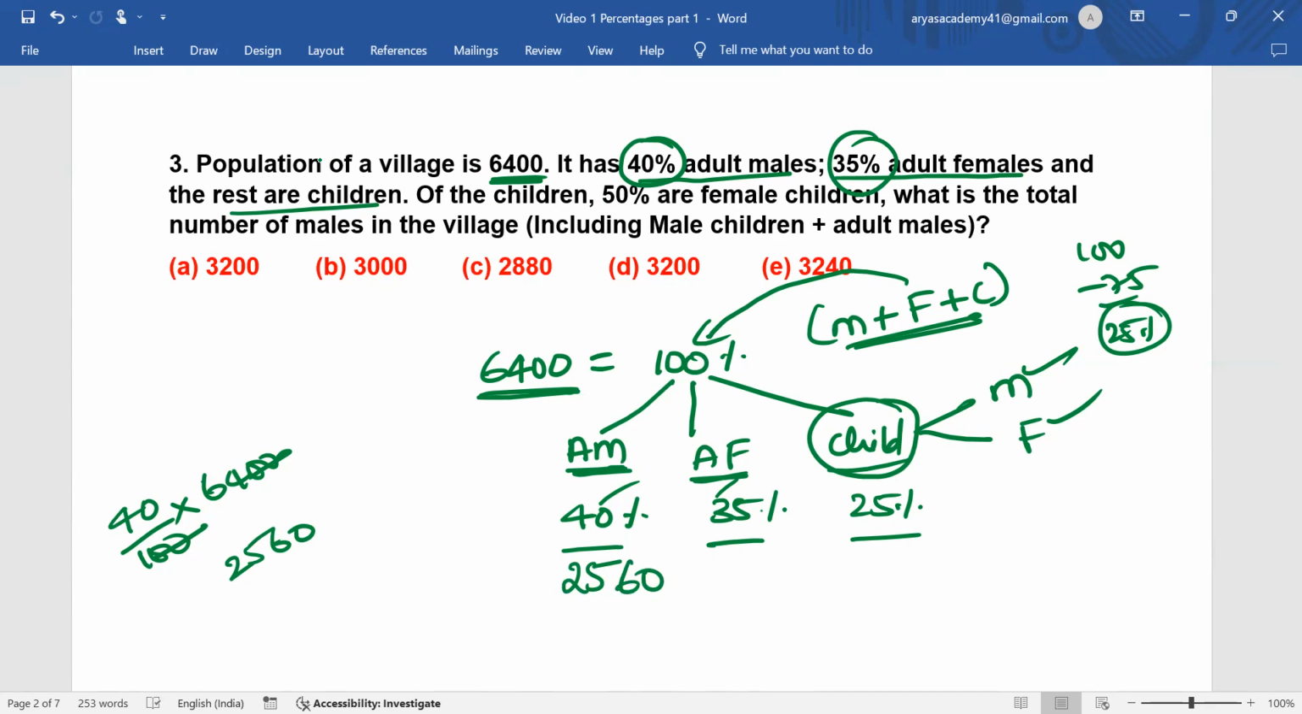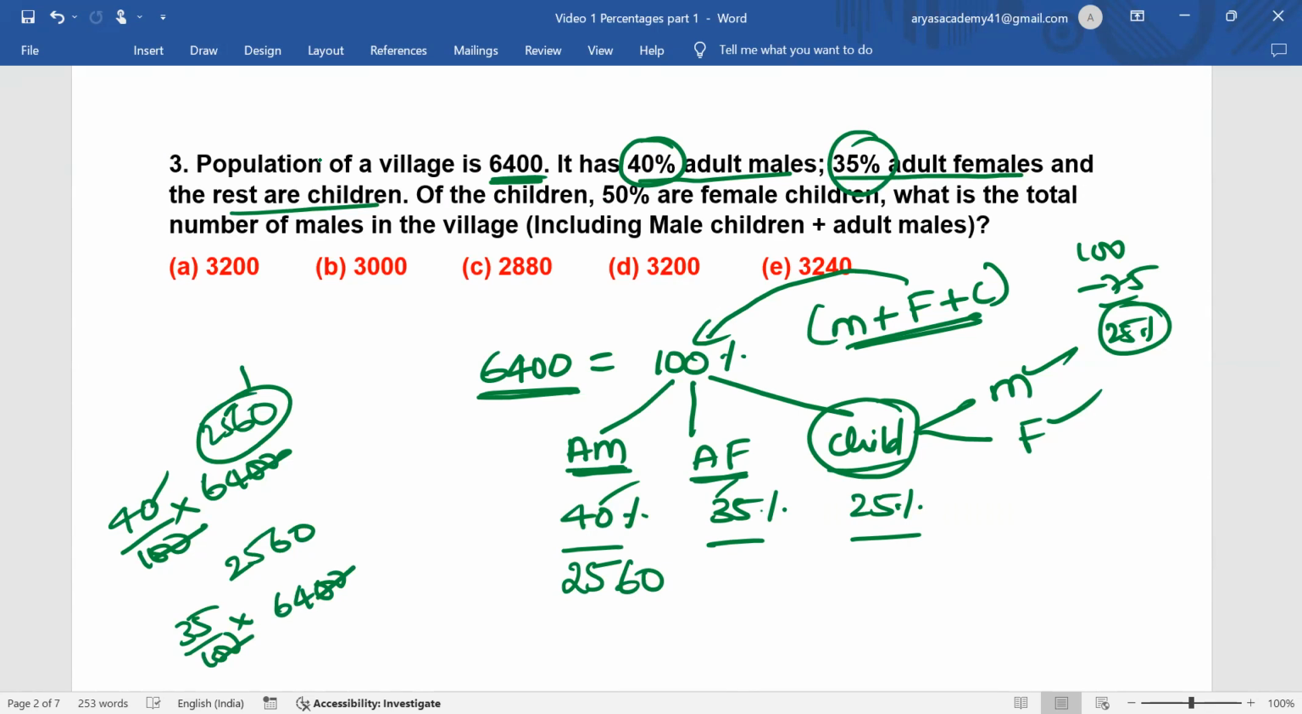If you are not able to understand, you can go the normal way. 4 fours are 16, 4 sixes are 24 plus 1 is 25. Here there is one zero, so you can make it 35%. So 35%, 35% upon which value?